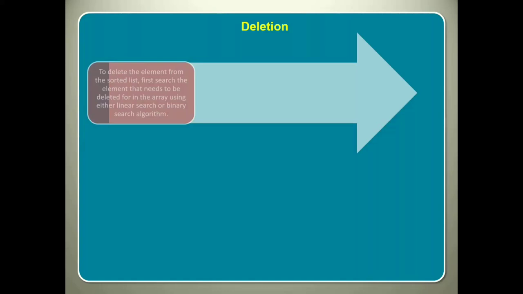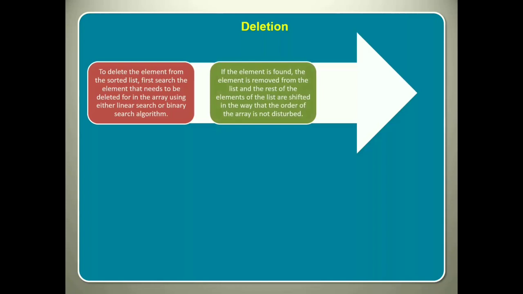Now let us learn how to delete an element from the sorted array. To delete an element from the sorted list, you need to first search for the element that needs to be deleted in the array using either the linear search or binary search algorithm. If the element is found, the element is removed from the list and the rest of the elements of the list are shifted in a way that the order of the array is not disturbed.